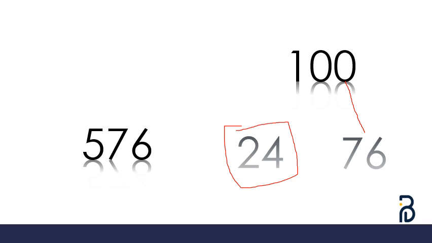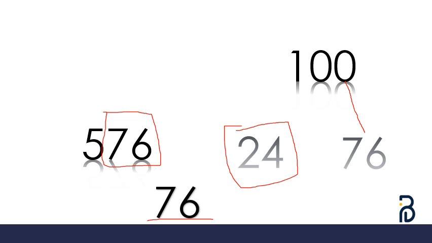The next step is to find the square of this difference. What is 24 square? It is 576. Now you need to find the last two digits. Your last two digits will be the last two digits of the square, that is 76. So the last two digits of the square of any number ending with 76 is going to be 76. Very easy method.